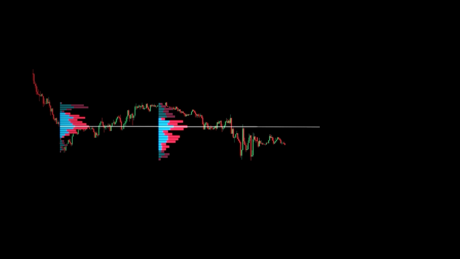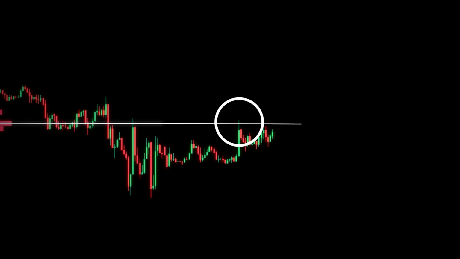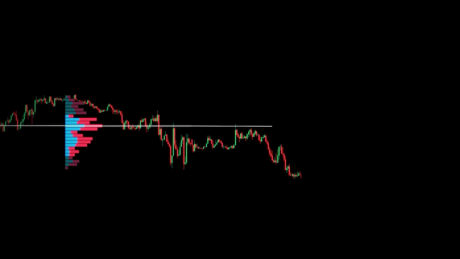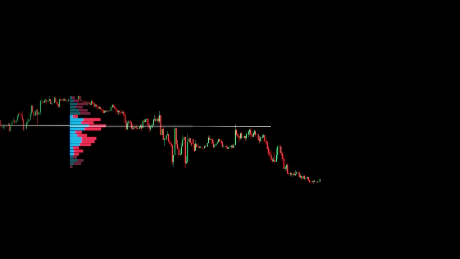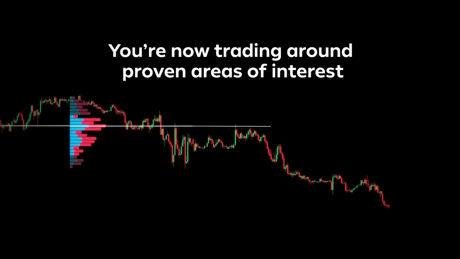Why does that matter? Because markets have memory. When price returns to a level where heavy trading has already happened, the same players, or new ones reacting to that level, often step back in. That creates some of the strongest reactions and gives you high probability entries and exits. No more blind trading. You're now trading around proven areas of interest.